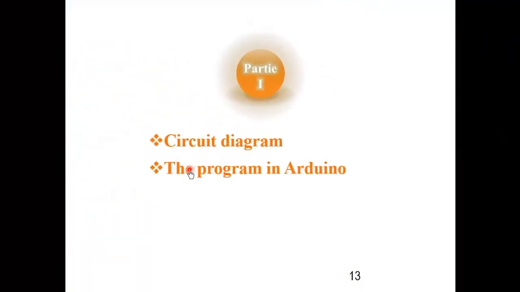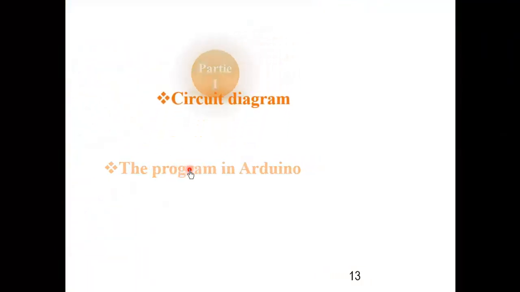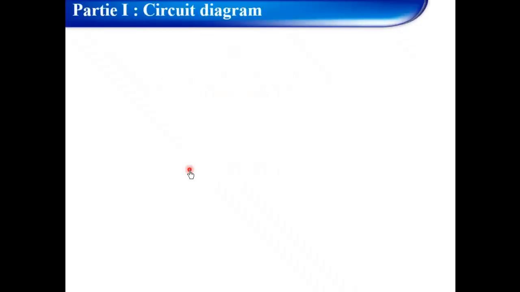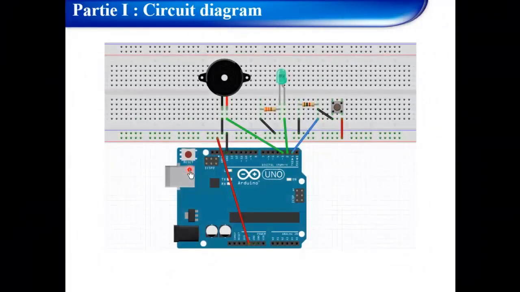Part 1, circuit diagram. Okay, now this is the circuit diagram. 5 volt and ground. The pin button is pin 1, the pin LED is pin 2, the pin buzzer is pin 3, and resistors: 313 ohm, and this is a resistor of 1 kilo ohm.